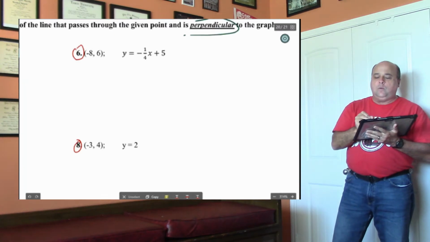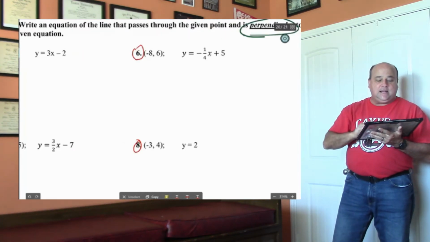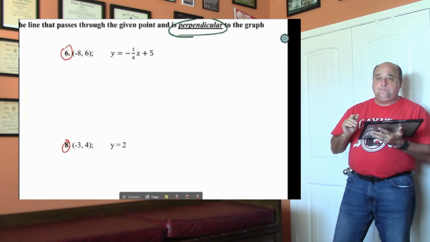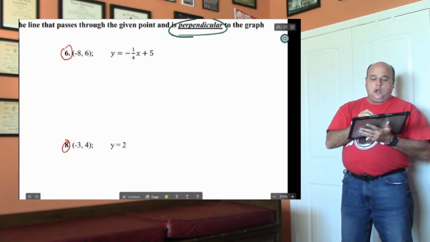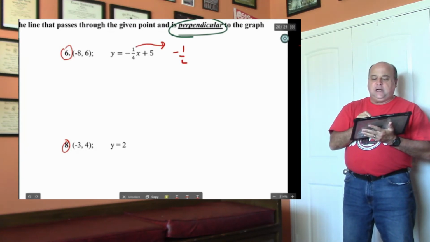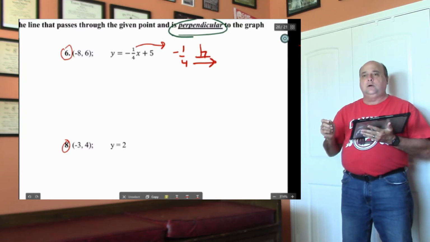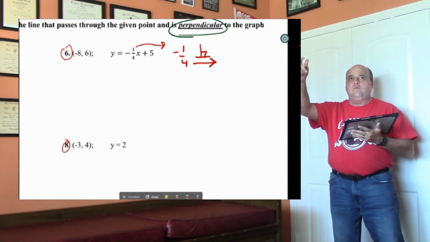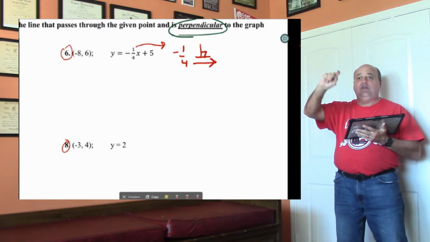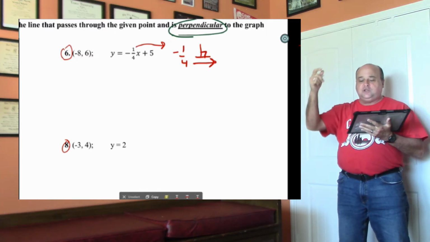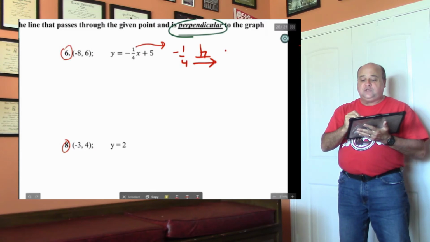On this one right here, we want it perpendicular, and we're going to write it in slope intercept. So let's write down our slope. Our slope is -1/4. We want it to be perpendicular, don't we? So we're going to flip the 1/4 to 4 and change the negative to positive, right? So I'm just going to put positive 4/1 or just 4. So that's my new m.